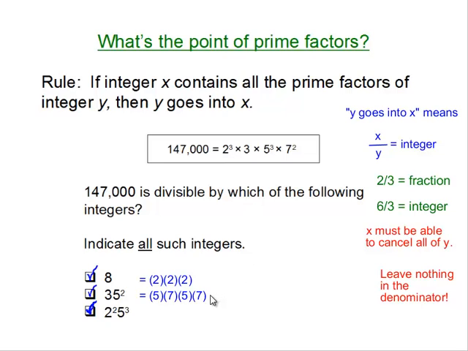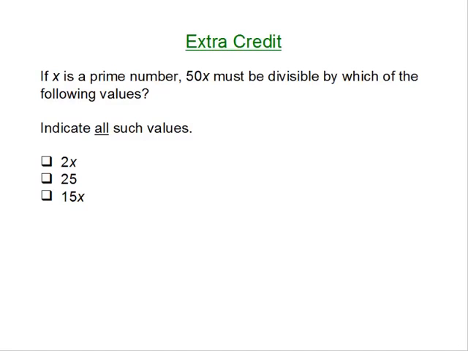And the same check applies here. 35 squared is 5 times 7 times 5 times 7. Do we have 2 5's and 2 7's? Yep. Same check. Do we have at least 2 2's and 3 5's? Yep. So all 3 of those choices are correct. Here's another one. Take a moment here.